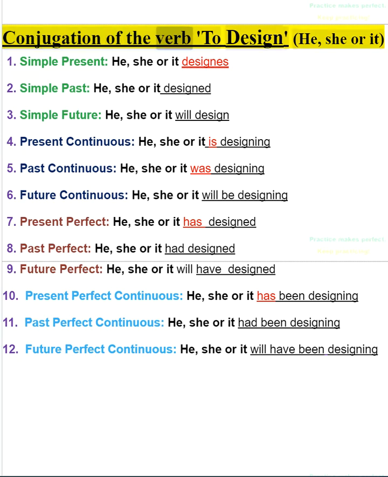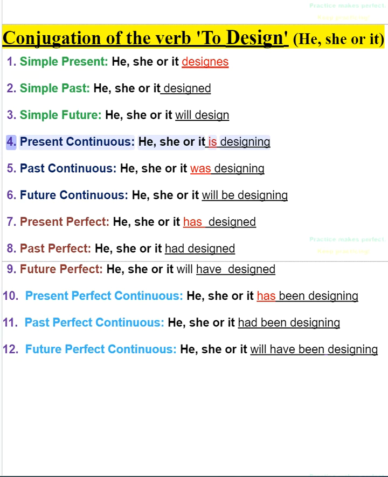Conjugation of the verb to design, he, she, or it. 1. Simple present, he, she, or it designs. 2. Simple past, he, she, or it designed. 3. Simple future, he, she, or it will design.